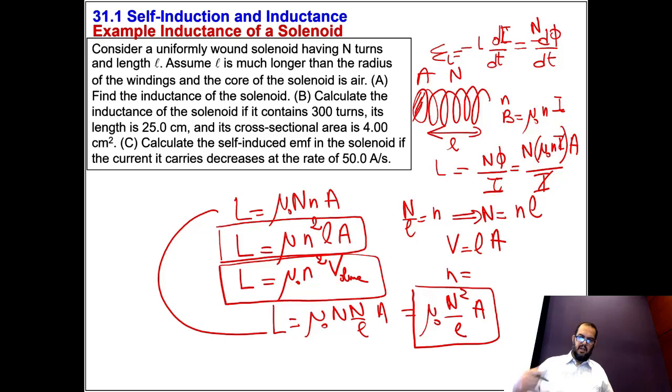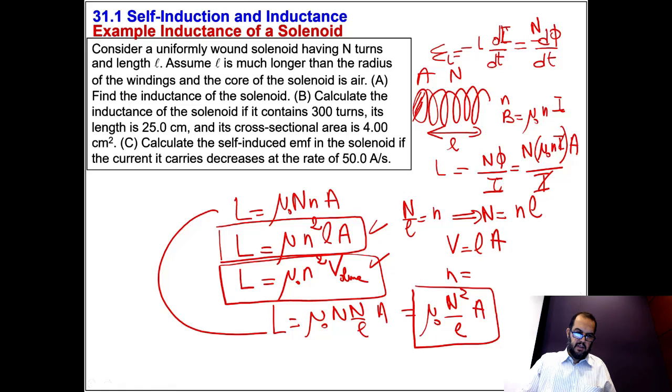If you have an inductor, and you know the number of turns per unit length and the volume, you can determine the inductance. So you can use either this equation or this one. Okay. Next question. Find the inductance of the solenoid.